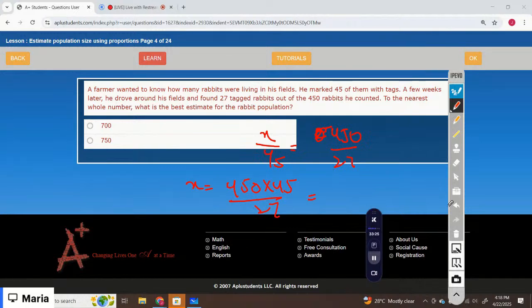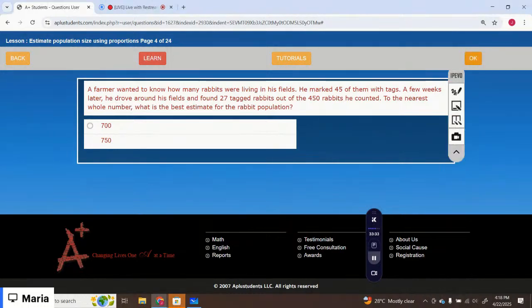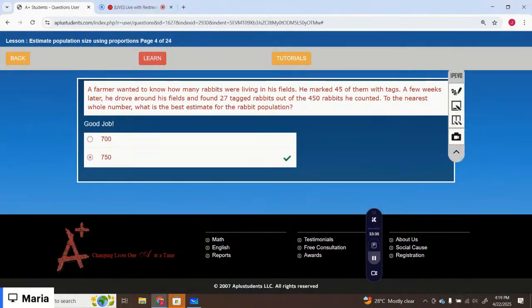It is 750. Just do the calculations. So that is 750. Option number two is the correct option.